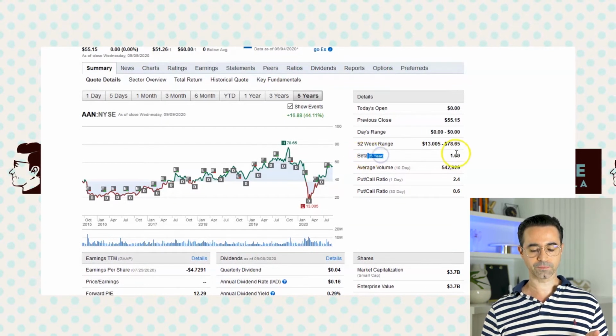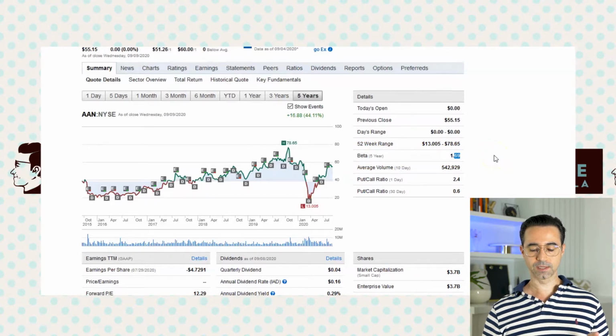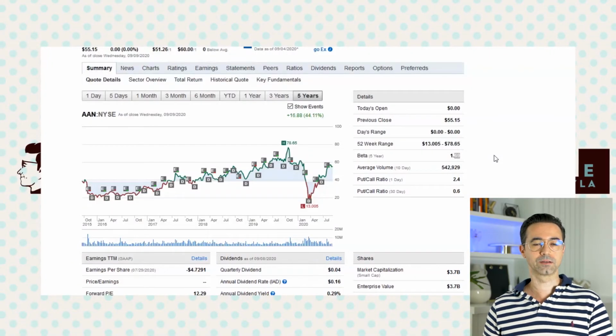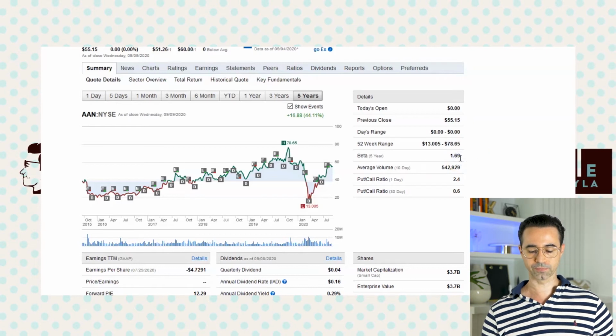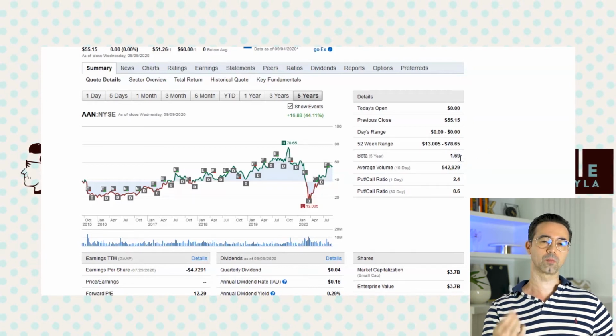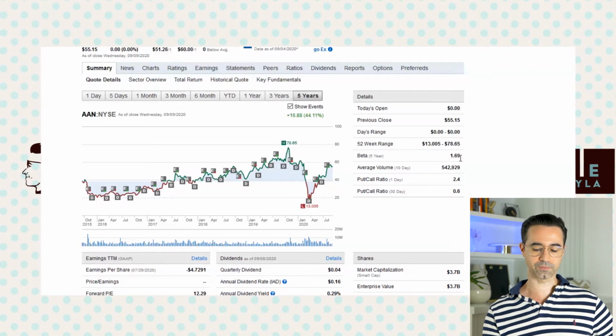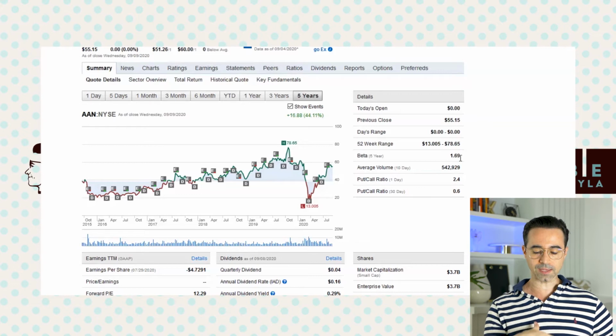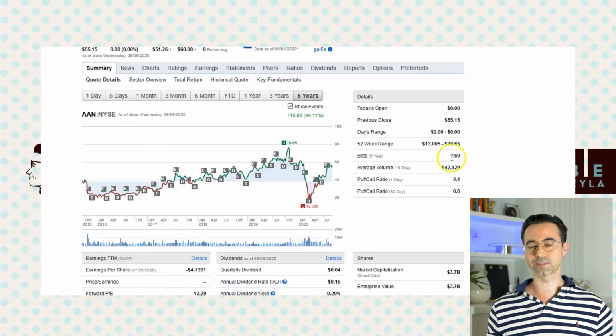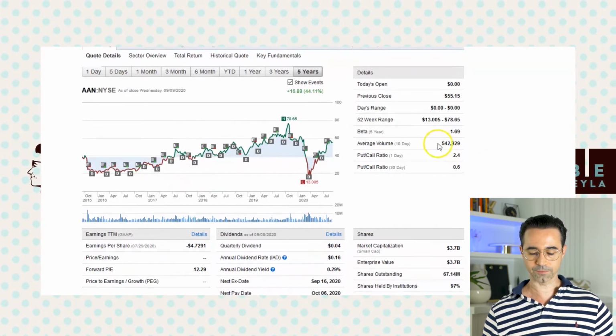Now beta, this is the 5-year beta, and what beta is, it's a measure of volatility. How volatile is the stock trading? A beta of 1 basically means that the stock is as volatile as the overall market, or whatever it tracks, the S&P 500 for example. So if it's 1.69, it's more volatile than the S&P 500 or whatever its beta is tracking. If it's less, so if it's 0.5, it's less volatile than the market, okay?